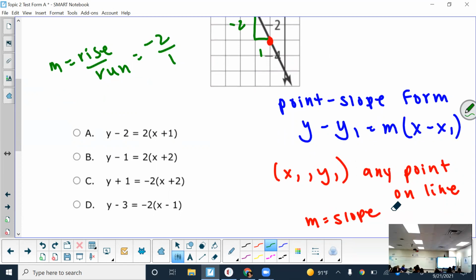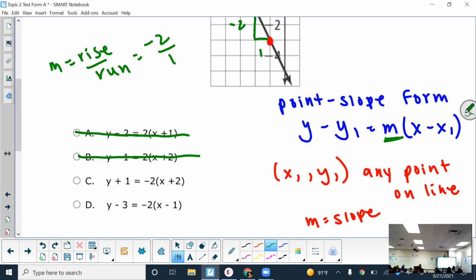Which ones do not have the right number in the slope position? A and B. Right, so the number outside the parentheses is your slope. A and B do not have the right slope. So it's between C and D. C and D, they have the same slope, but they use different points. All I have to check is if the point that they use is on the line that's on my graph.